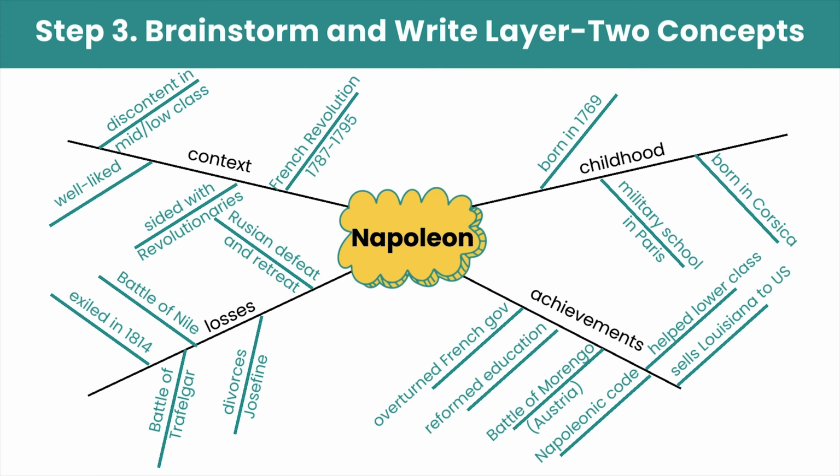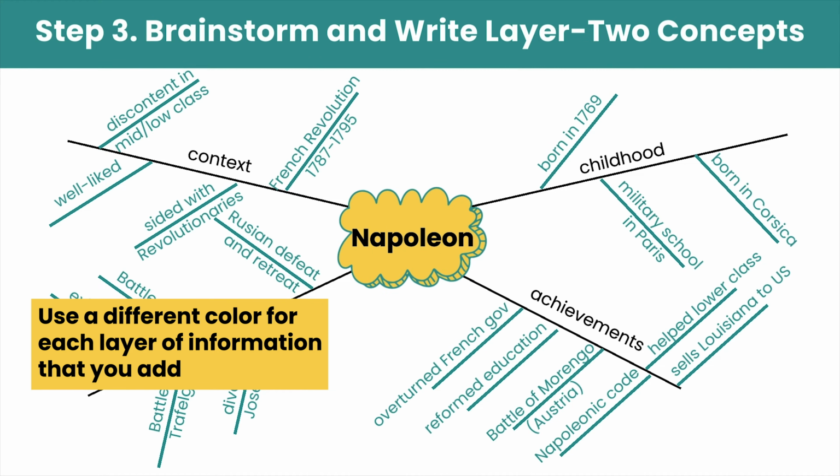Okay, so I filled out those branches. Again, here it looks like I'm doing it sequentially, like I just wrote down everything about his childhood, then I moved on to achievements, then I moved on to losses. But again, in real life, you can do this in any order. But I did choose another color, if you are noticing, for the layer 2 concepts.